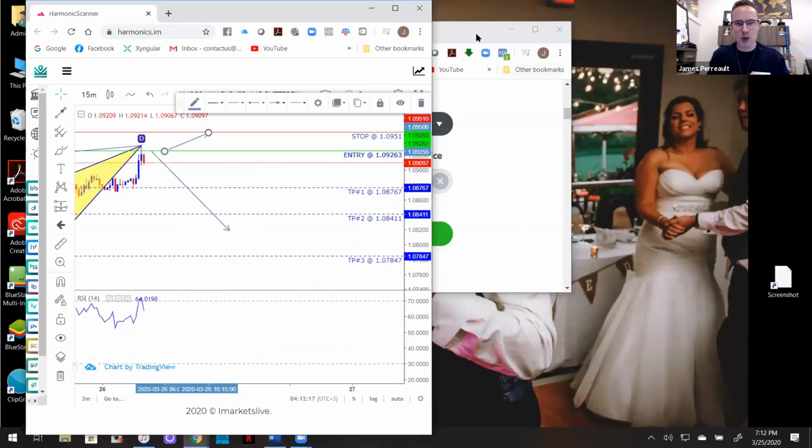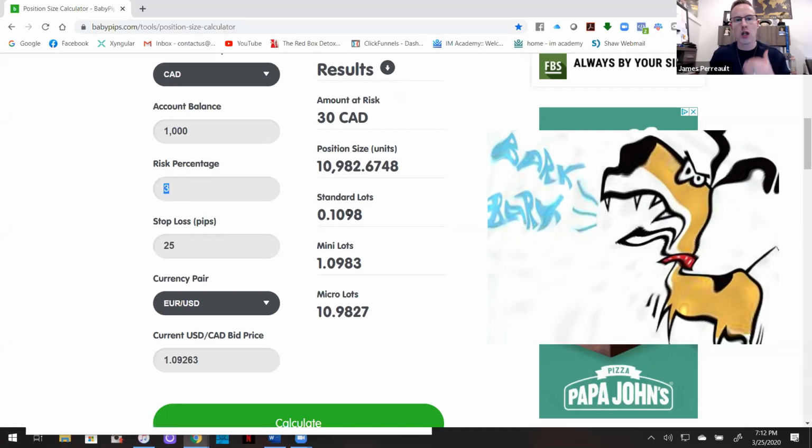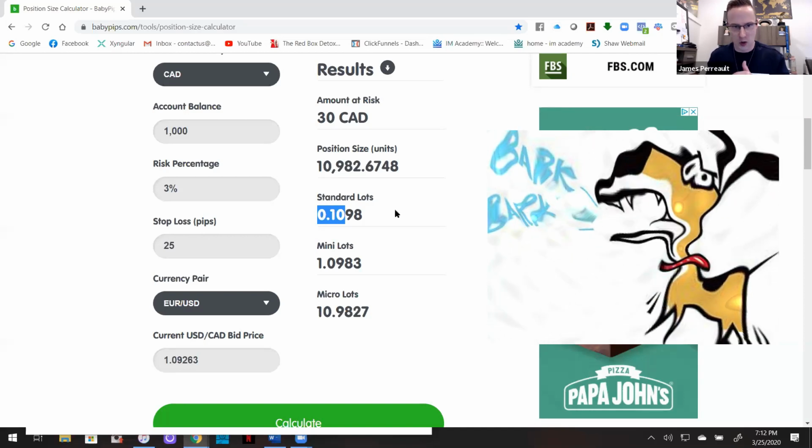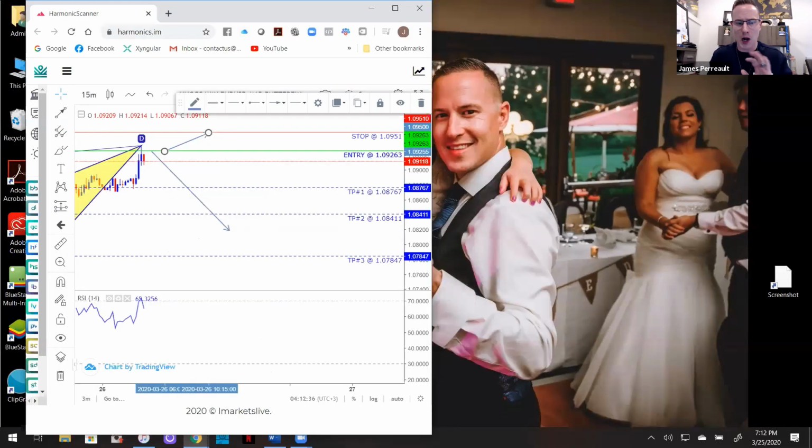So again, guys, let me go back here. If we entered this trade at 3%, with $1,000, our lot size should be 0.10, or 0.11, you can round up a little bit. So that's how you determine your lot size, guys. And you can use this with anything. Like if there's another pair, I won't go over another example.